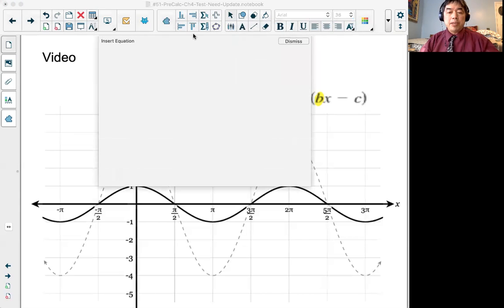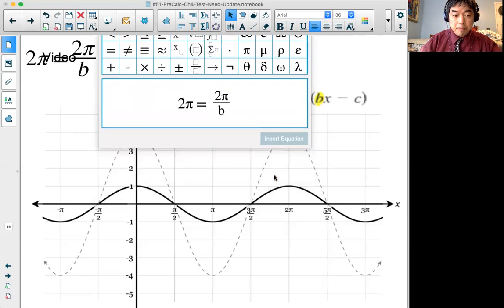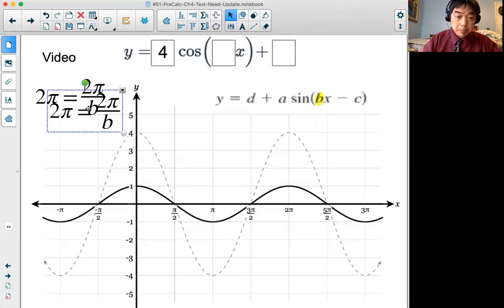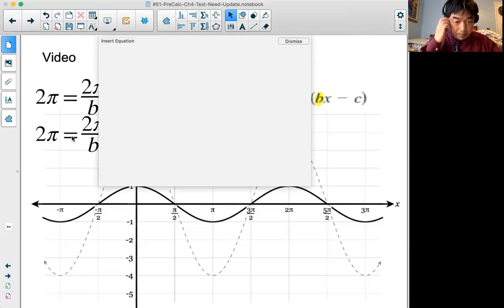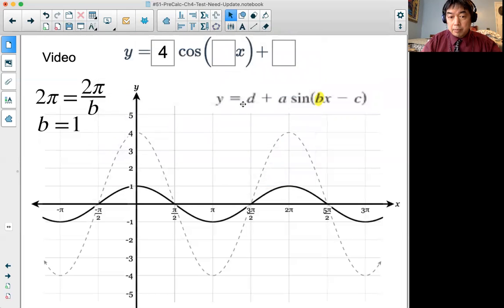So to solve for b, it's kind of an easy thing. It's right down here, 2 pi divided by b. So if you solve for b, b equal 1, right? So you just write down b equal 1. Okay, so b equal 1. We solved for b. So where's this number? This number b is right here. So this is going to be 1.